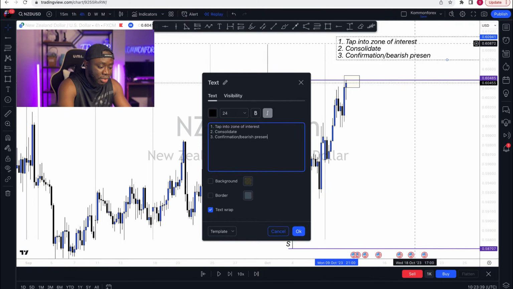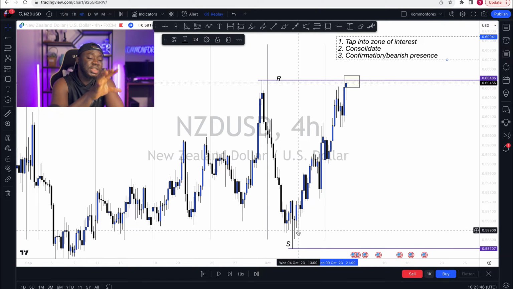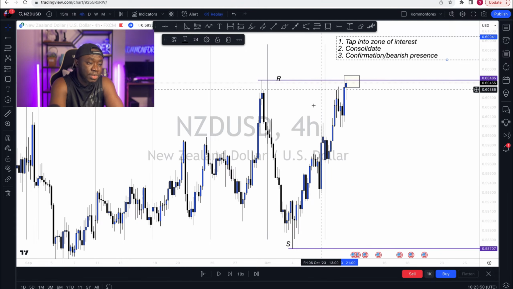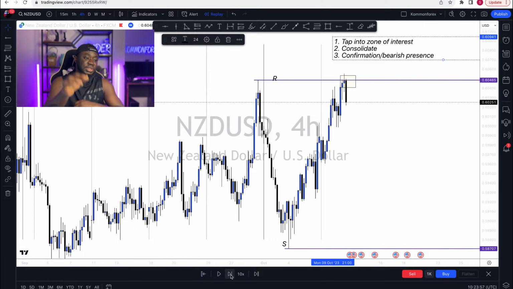So I now wait for my confirmation or my bearish presence to indicate that the market is about to reverse in this particular zone. So now I want to see these three things happen before I take advantage of this particular trade. So now the first thing that's happening, it has tapped into our zone of interest. We have our consolidation happening in here because, like I say, consolidation is when a lot of candles are playing out in a certain zone, telling you that the bulls and the bears are struggling to see who will take control over the market. So you look here, I realize that now I have my consolidation here. I also have my bearish presence, which also represents my confirmation, in the same range.